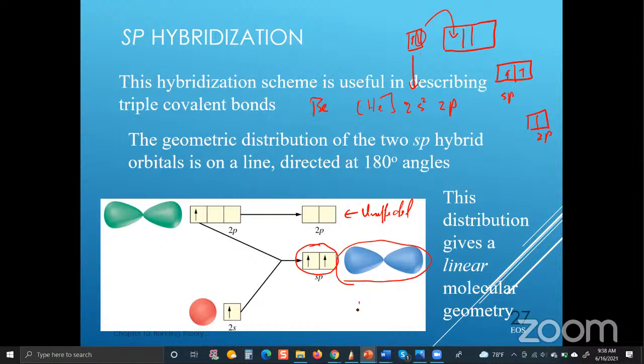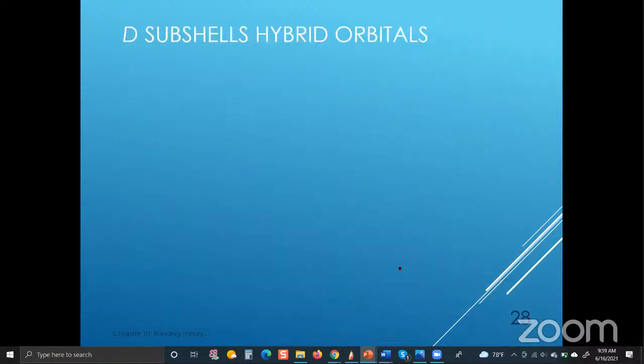So a good example of a molecule that will display this shape would be beryllium chloride, or beryllium dichloride, where the shape is linear. The bond angle here would be 180 degrees. All right, so those are different types of hybridization, which accounts for the shapes of different molecules.